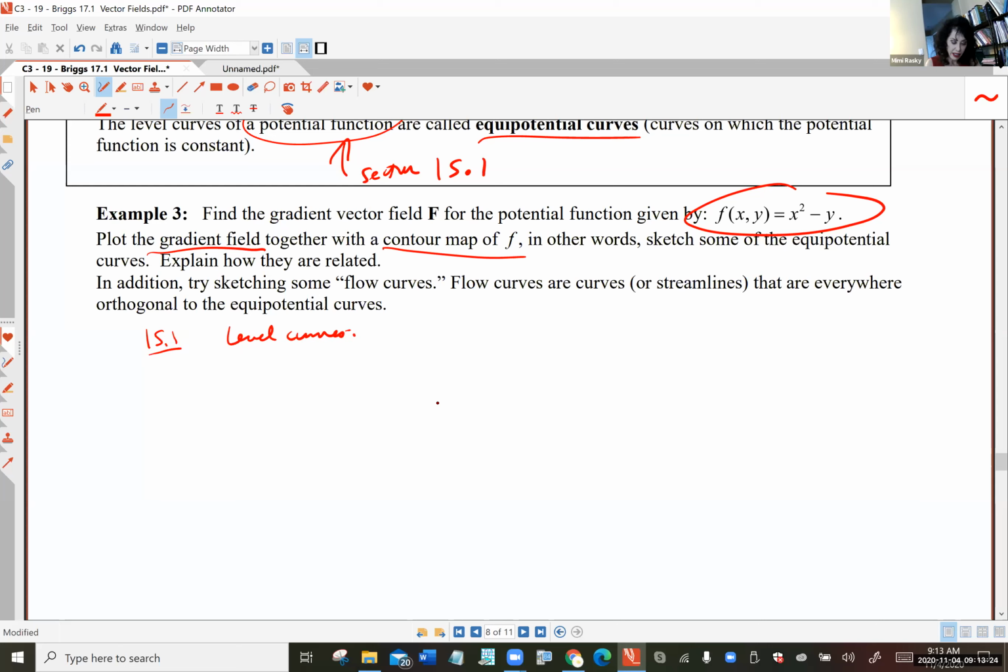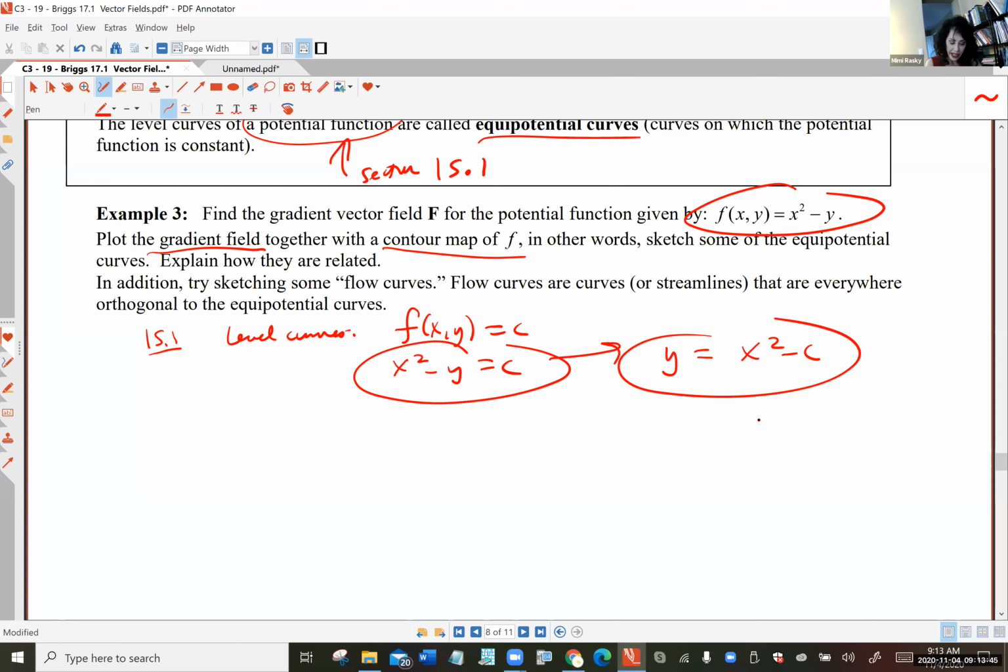And I claim if I rearrange it like this, it looks like it's going to be what? Circles, ellipses, what? Parabolas. Parabolas, right. So that means you're going to have level curves that are parabolas. If I let c equal 0, I can graph y equals x squared. If I let c equal 1, that's going to be x squared minus 1. If I let c be minus 1, you're going to get a whole collection of parabolas. There's your level curves, fine.